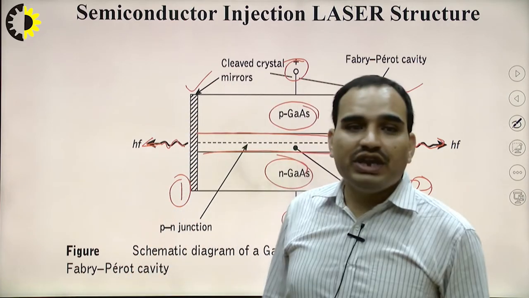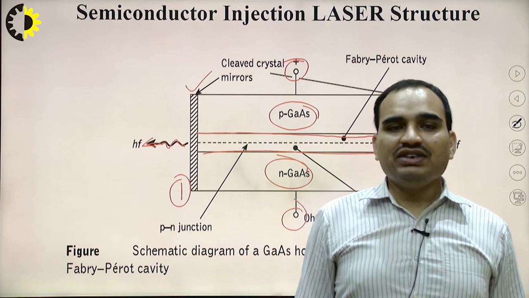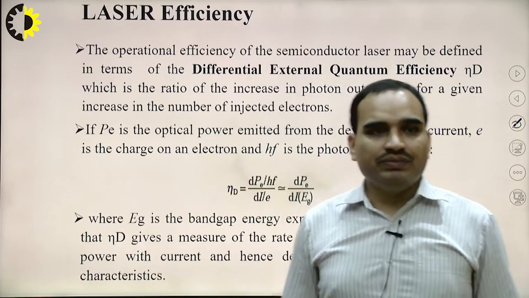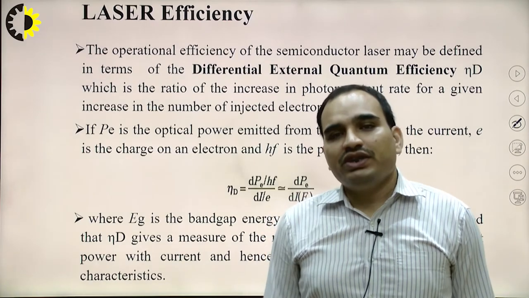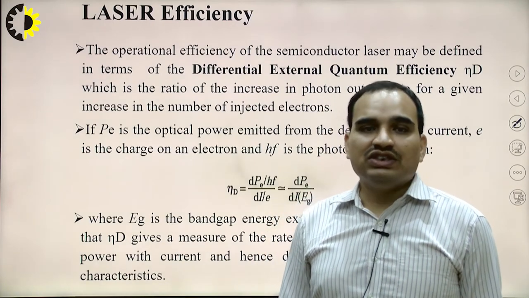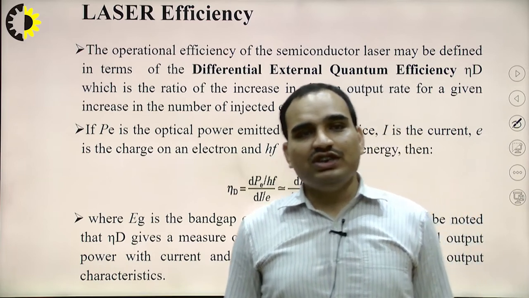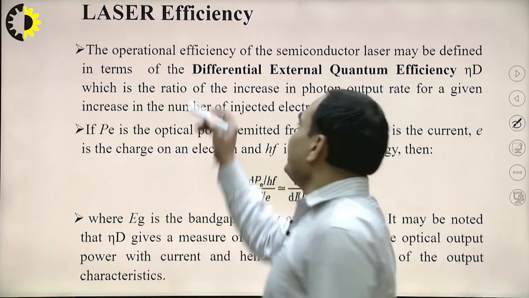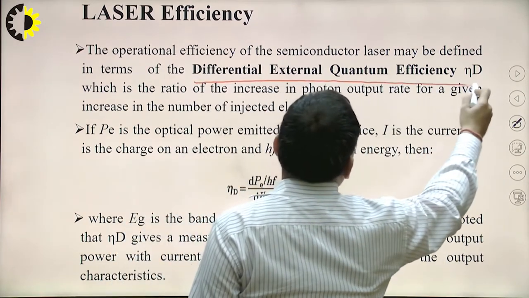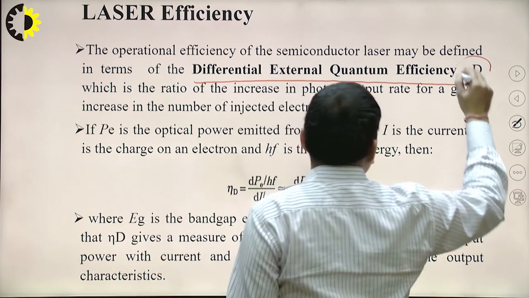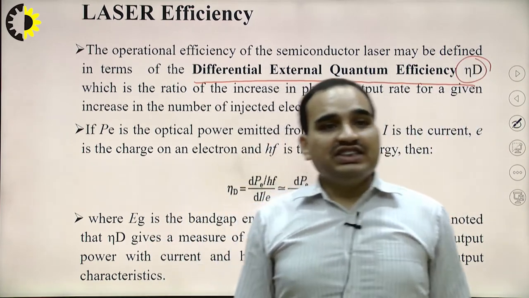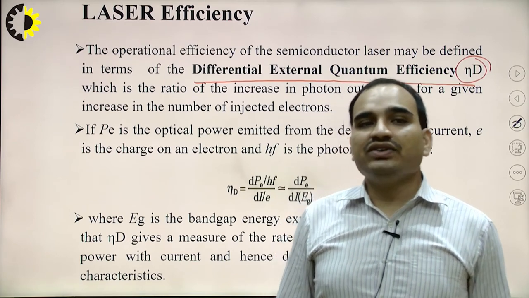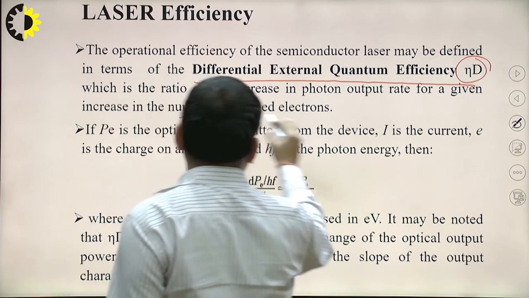So this is the schematic diagram of a gallium arsenide homojunction injection laser within a Fabry-Perot cavity. So the next important topic is the laser efficiency. The operational efficiency of the semiconductor laser may be defined in terms of the differential external quantum efficiency, given by eta d, which is the ratio of the increase in photon output rate for a given increase in the number of the injected electrons.